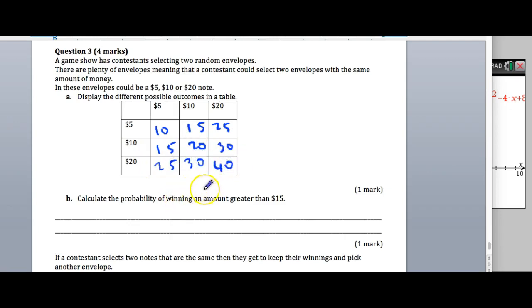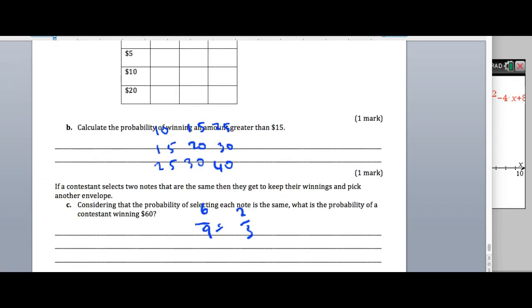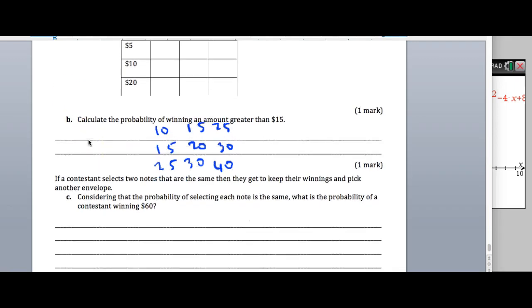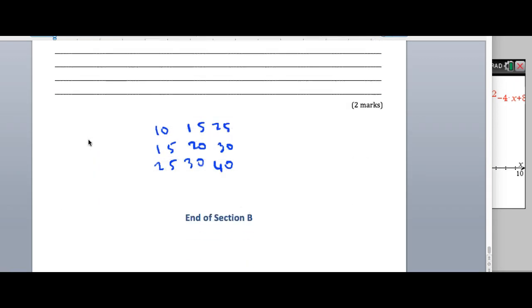Calculate the probability of winning an amount greater than $15. So you've got 1, 2, 3, 4, 5, 6. 6 out of 9 possibilities, which is 2/3. I'm going to have to leave those probabilities on there. I can rub out this one there. I did it again. Okay. Is that the last question? Cool.